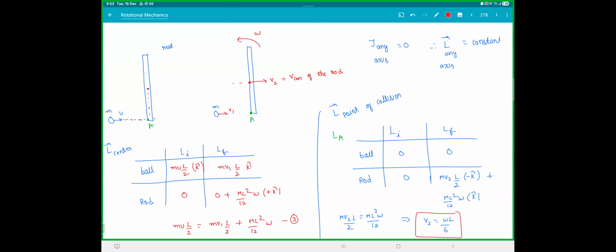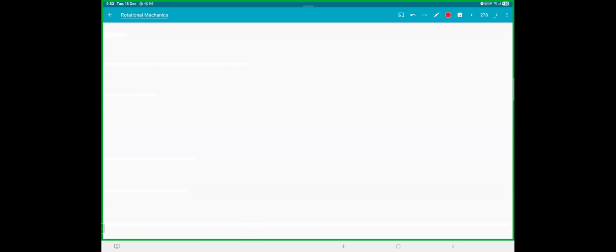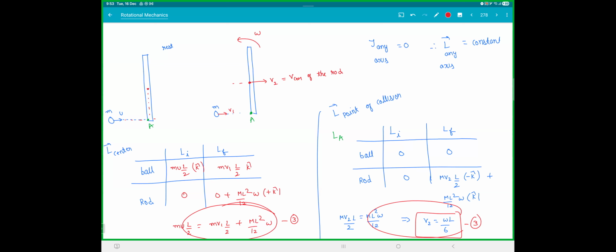Now, which equation to use? Technically speaking, both are the same. You don't get any new equation. If you take this momentum equation and substitute in equation 3, you'll get this equation only. So use any one of them; there is no need to use both. Clear? So this is the preferred point, though nothing is wrong with taking the center of mass or the point of collision.